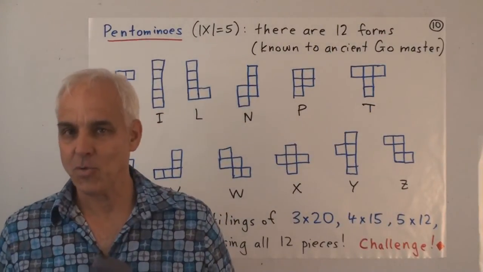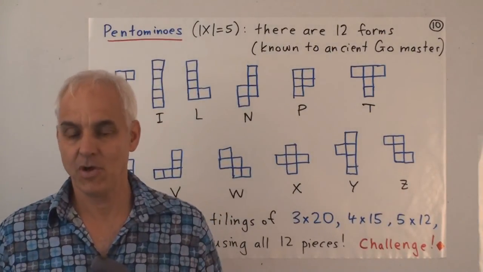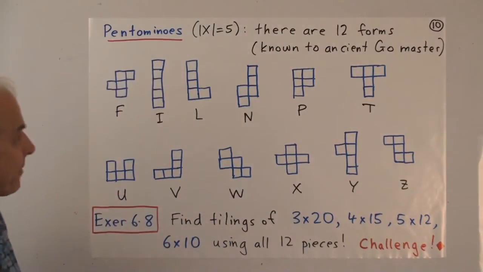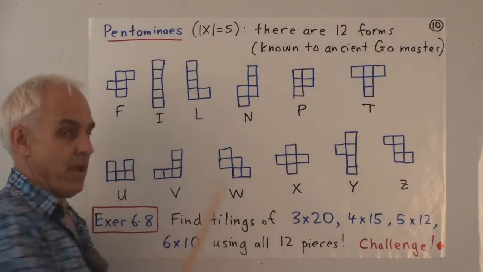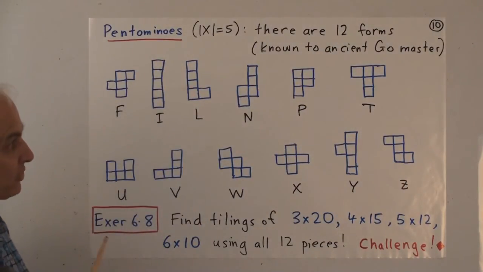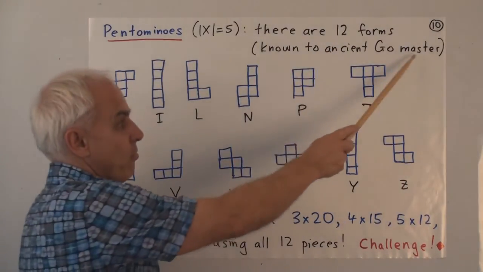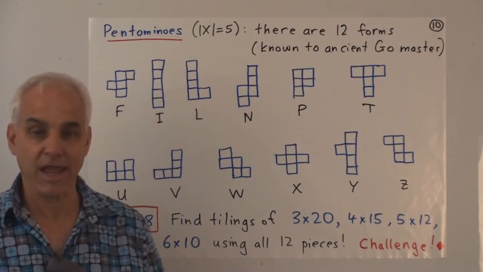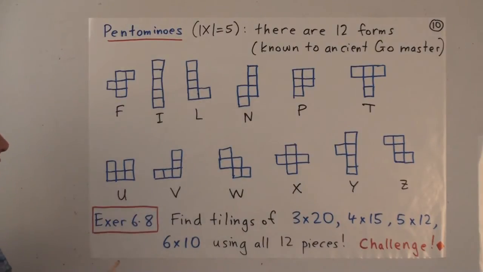In our final slide, we'll have a look at pentominoes, the polyominoes with exactly 5 squares in them. It turns out that there are 12 of them. In fact, those 12 forms were known to ancient Go players. Go is a beautiful Japanese, Chinese, Korean board game that's very popular in Asia and also in Europe and in America and elsewhere. It's played on a grid-like board, so it's not too unreasonable that shapes like this were investigated.